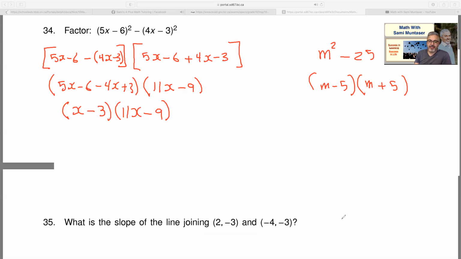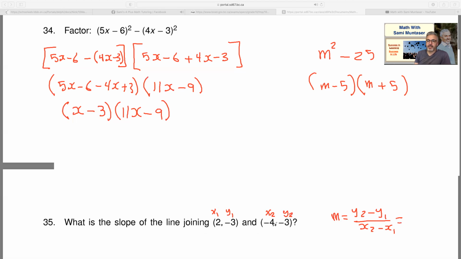Next one is 35, and this is the last one I'll do for today for the Math 10 final practice. Find the slope. The slope is m equals y2 minus y1 over x2 minus x1. So what you do here, you come to any of these points, let's say here, and you make this x1, y1, and you make this x2, y2, and then you just plug in your formula right here.